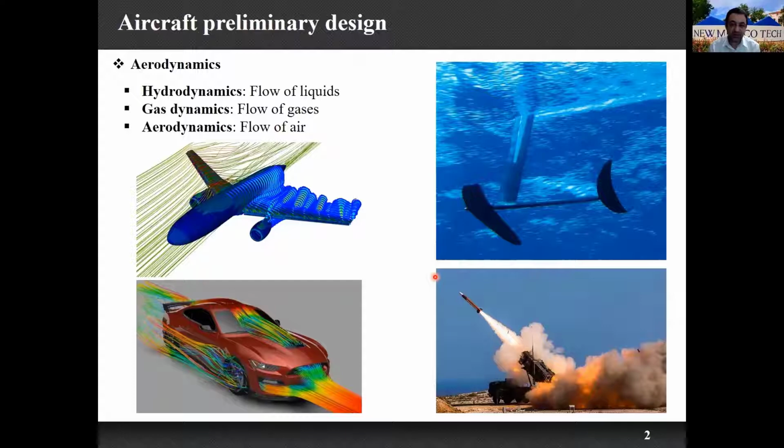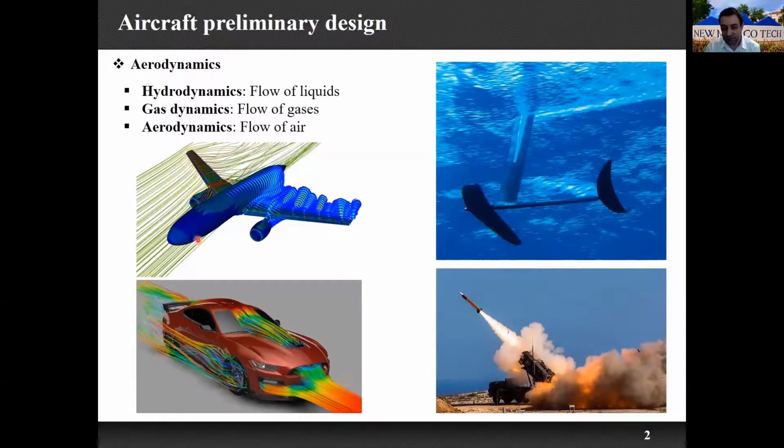So once you are dealing with an object which is moving in the air, we need to run aerodynamic analysis. If you have an object like submarines or some underwater robots, they are moving under the water, so we are dealing with hydrodynamics. Once you are dealing with rockets or missiles, they are going out of space and there is no atmosphere, so we are dealing with gas dynamics. So these are three examples that we can see here.